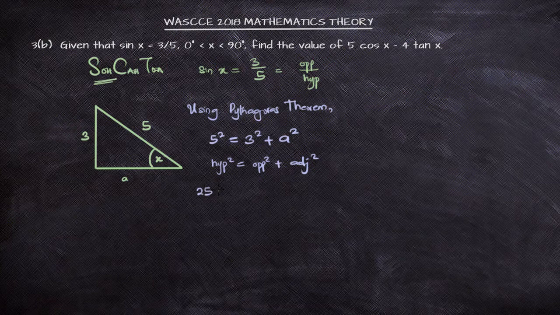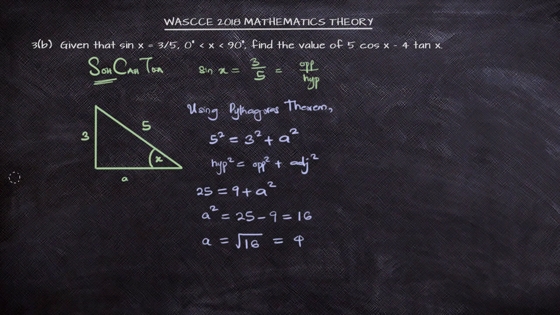That means 25 equals 9 plus A squared, and A squared will be 25 minus 9, which is 16, so A is the square root of 16, and that is 4. We've gotten the adjacent to be 4. If we show that in our diagram, this is 4. Now we can define our cosine and our tangent since we know all the sides of the right angle triangle. Cos is adjacent over hypotenuse: the adjacent is 4 and the hypotenuse is 5.